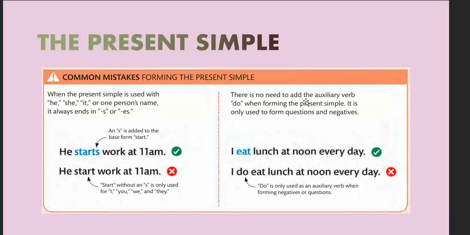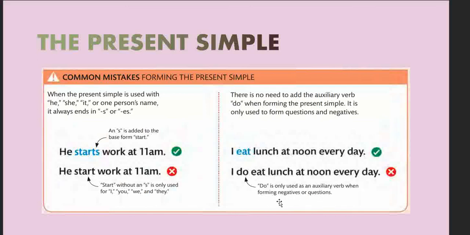There is no need to add the auxiliary verb do when forming the present simple. It is only used to form questions and negatives. I eat lunch at noon every day is correct, but if you add the do form, or the auxiliary, it is incorrect. Auxiliaries are those 11 words which are also known as helping verbs: am, is, are, was, were, do, did, does, has, have, had. Avoid using these words here with simple present tense. So this do is incorrect. Do is only used as an auxiliary verb when forming negatives or questions.